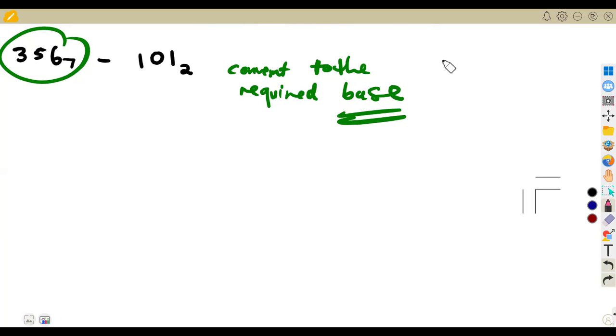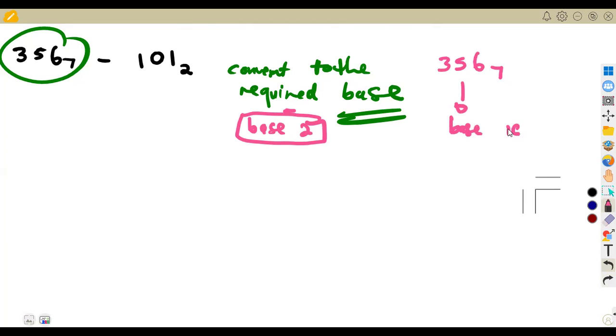So we have got 3, 5, 6 in base 7. So to the required base, which is base 2, this is our required base. We have to convert this first to the base of what? To base 10. How? Remember, to base 10, we raise to the powers of the base: 7 to the power of 0, 7 to the power of 1, 7 to the power of 2.